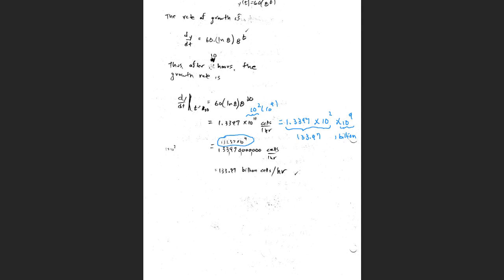But then that will equal 133.97 billion cells per hour. So after 10 hours, that's the growth rate of this E. coli bacteria. At that moment, at the 10 hours, it's growing at a rate of 133.97 billion cells per hour.